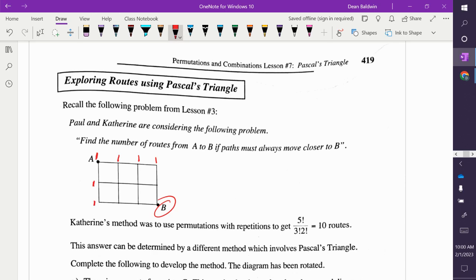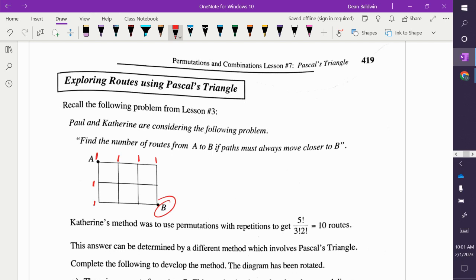All right, we're moving from A to B. You can only move to the right and down. You can't go backwards. If you can go backwards, then there's an infinite number of routes you can do essentially, right? Because you can be going like this in a circle. Okay, so we always have to move that way and down.